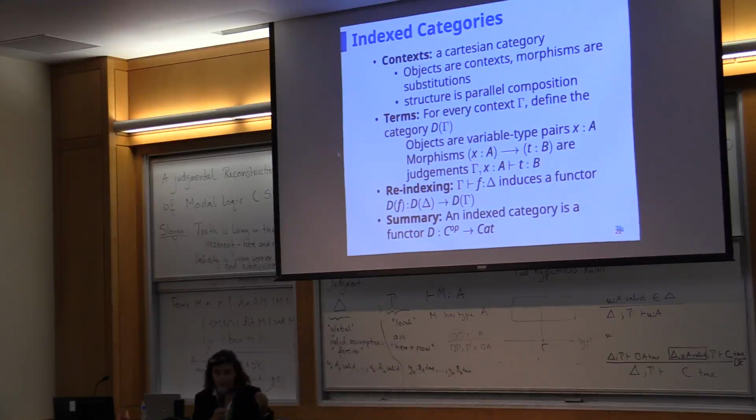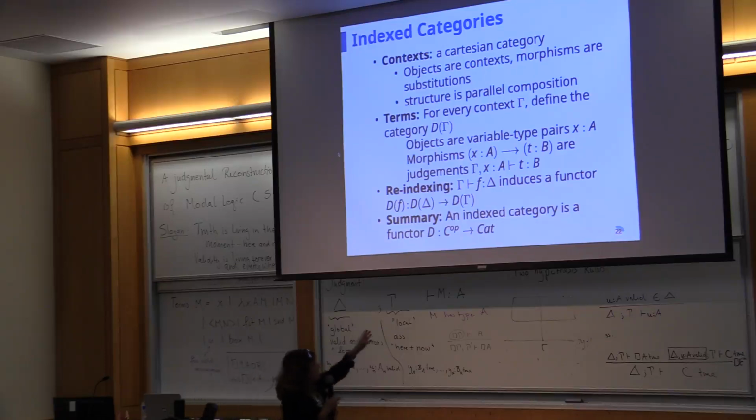So the traditional way of thinking about this is an index category, so it's a functor from C-op to Cat. And as I was saying, it's a bit of a misnomer, but that's how everyone does it. There's a little bit more, I am simplifying, as you might expect, but I think you get the basic idea. That's what people normally do.